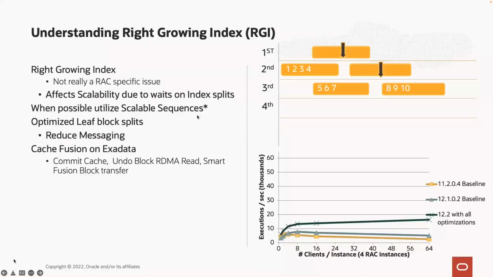Now, I have one item I identified here, which is called scalable sequences, and I want to highlight for you that this is perhaps the only thing that you have to consider as a DBA that you have to do manually. The rest, you automatically benefit from without any changes. So coming back to RGI.